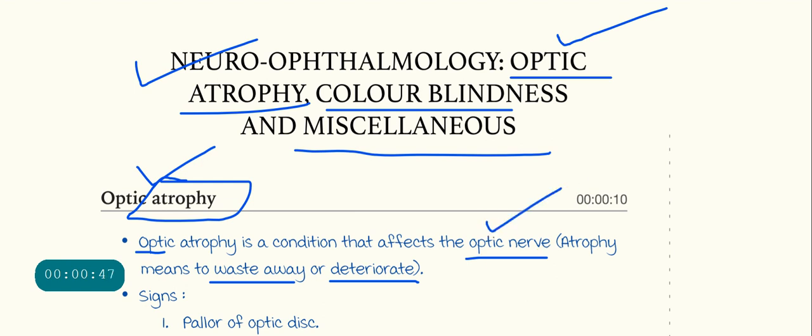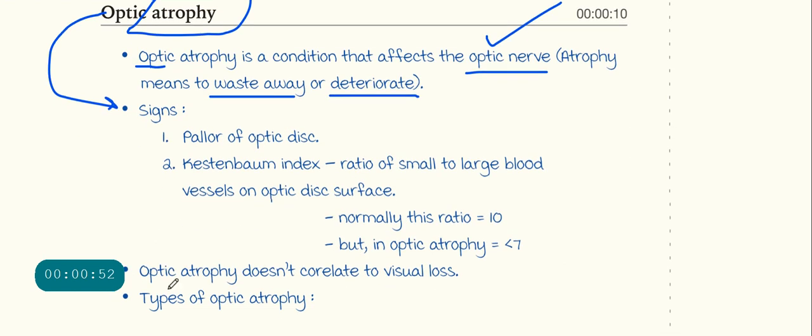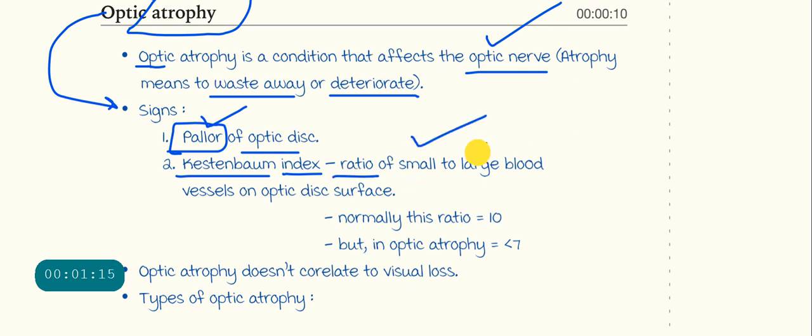Very simple. Now, what are the signs you are going to see in optic atrophy? You are going to see the optic disc as pale in color. So, pallor of the optic disc. Then comes an index. What index? This is nothing but Kirstenbohm's index. In this we calculate the ratio of the small blood vessels and the large blood vessels. The small blood vessel ratio increases and the large blood vessels decrease. This is an abnormality in the atrophy.